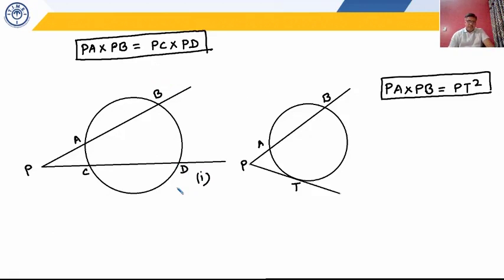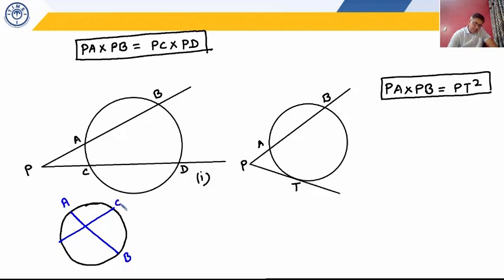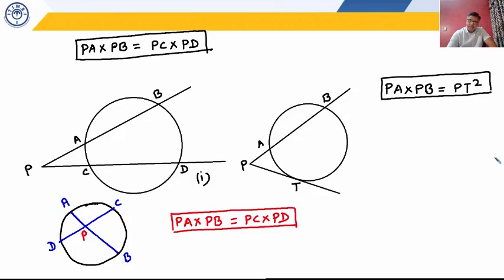Suppose we have two chords which intersect each other, like this. Suppose this is your circle, right? And if two chords intersect each other like this, one of the chords is AB and the second chord is CD, and P is the point of intersection, then PA into PB is equal to PC into PD. Right? This is figure number 2. So this is applicable for figure number 1 as well as figure number 2.